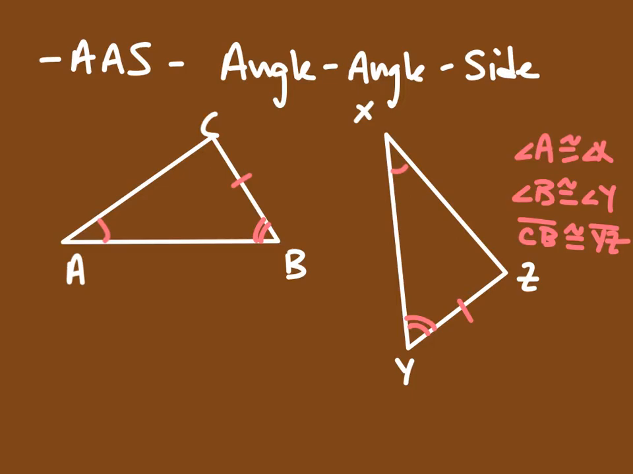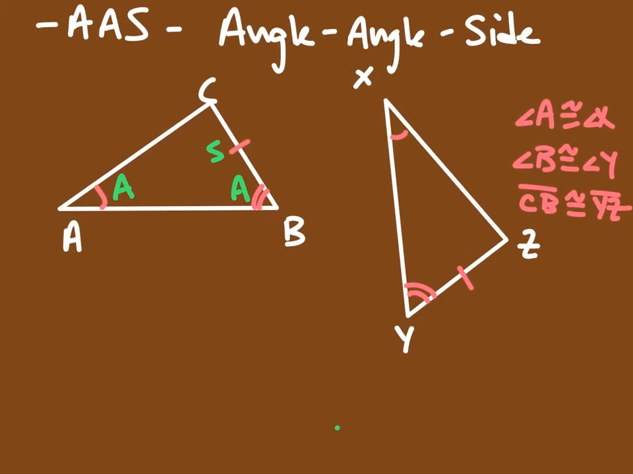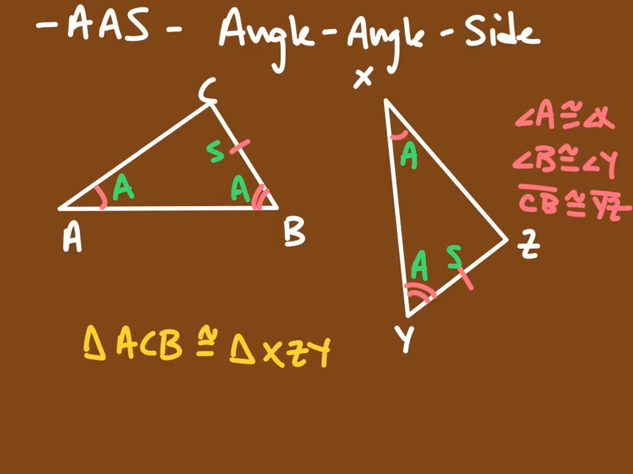All right, and what this shows is that you have an angle, and a side. And that you have an angle, and a side. And so as you move around, if those are the only pieces of information that you're given, then you can write out a congruency statement that says triangle ACB is congruent to triangle XZY.